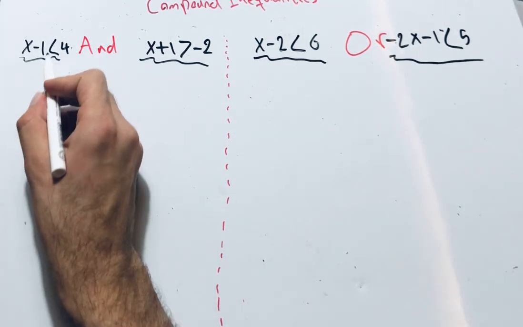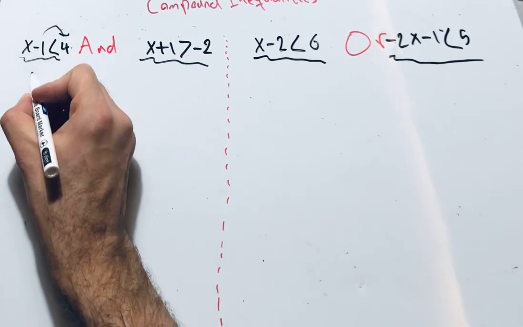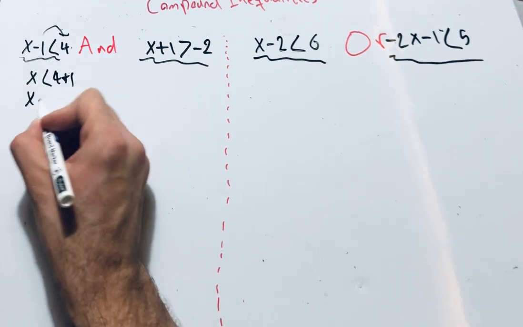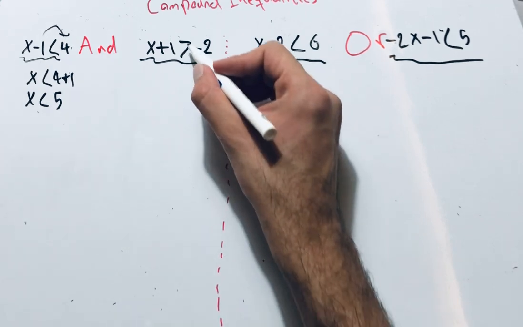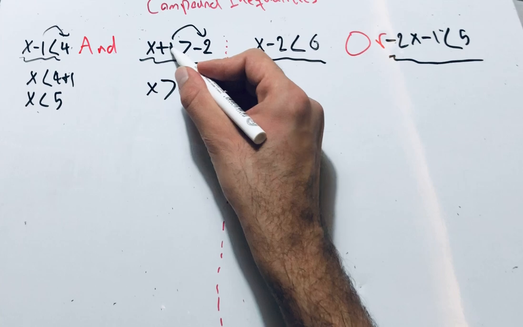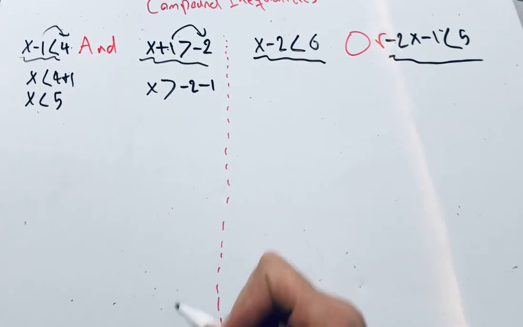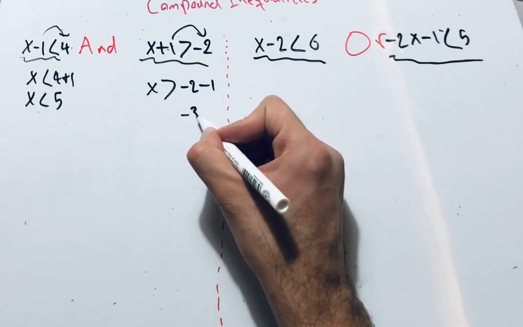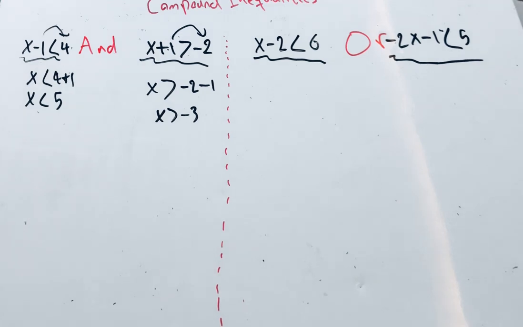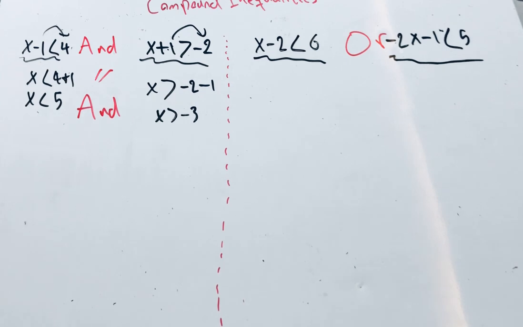So this simple one, as always, move -1 to the other side, so x is smaller than 1 plus 4, so x smaller than 5, and then the same process here. So you have x, you move 1 to the other side, so you have -2 and then -1. So this becomes x larger than -3. Now again, we have and in between.